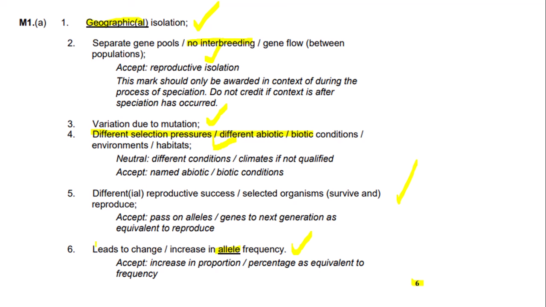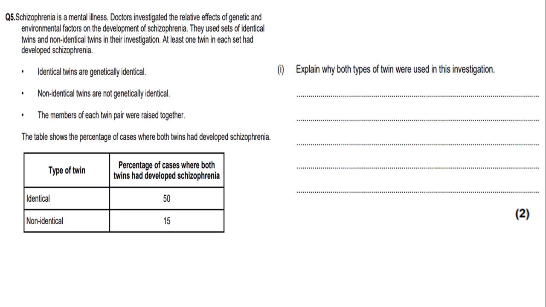Right, so let's move on to the next question. So, schizophrenia is a mental illness. Doctors investigated the relative effects of genetic and environmental factors on development of schizophrenia. They used sets of identical twins and non-identical twins in their investigation. At least one twin in each set had developed schizophrenia.